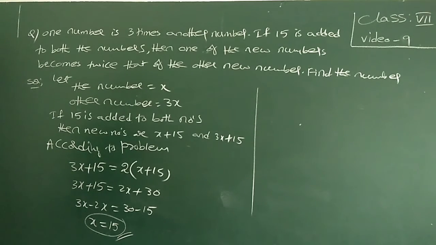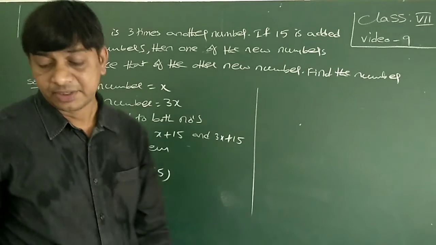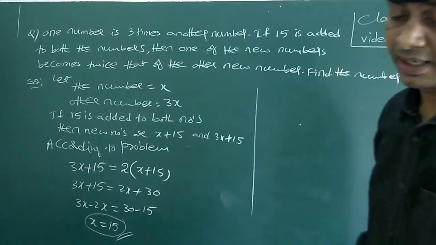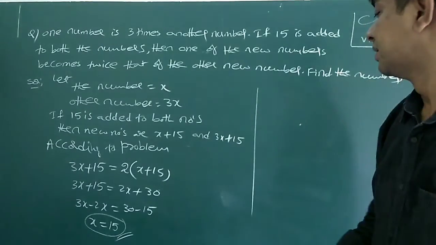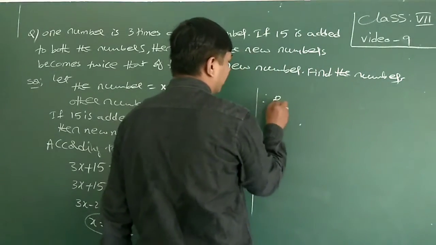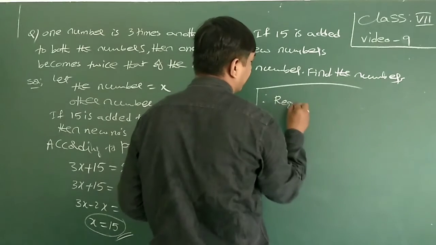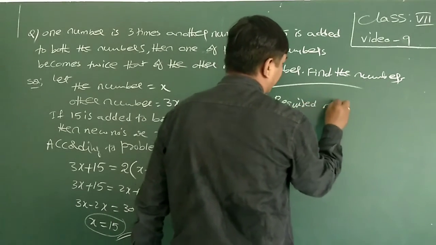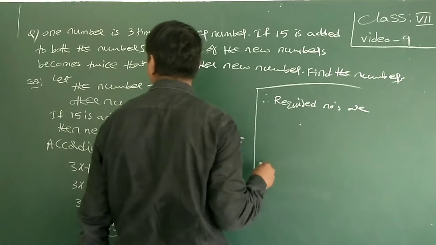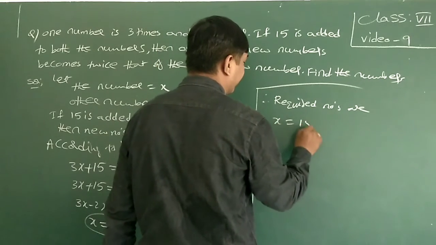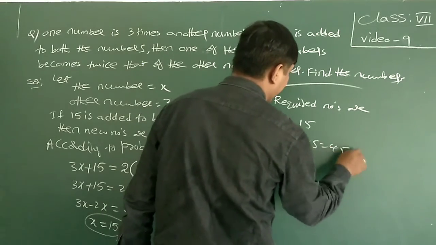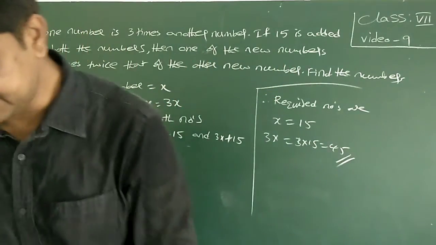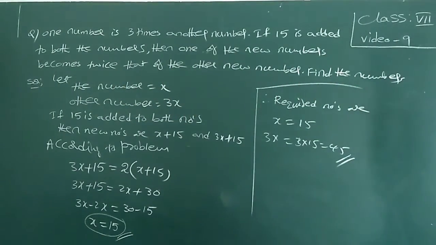15 is the required number. Therefore, the required numbers are: x is equal to 15, 3x is equal to 3 into 15, which is 45. Please write down once again. I'll explain after writing that.